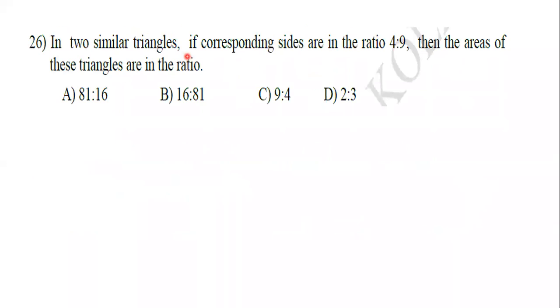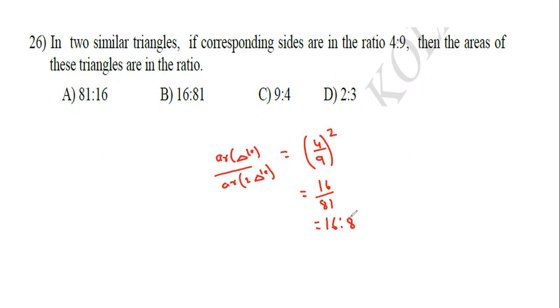Next sum, 26th sum. If in two similar triangles the corresponding sides are in the ratio 4:9, then the areas of these triangles are in the ratio. So area of first triangle divided by area of the second triangle is equal to the square of the corresponding sides. So corresponding sides is (4/9) whole square. 4 fours are 16, divided by 9 nines are 81. So what is the ratio? 16:81. Which option is right? Option B is correct.